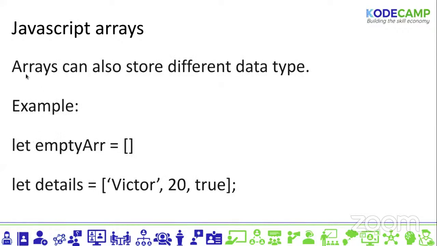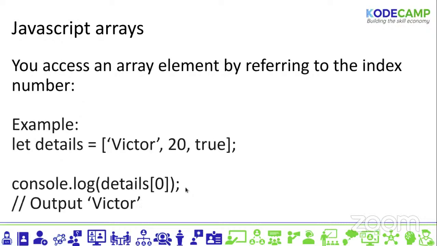JavaScript arrays can also store different data types. You can have an empty array, you can have an array with different data types, and you can initialize an empty array and add things to that array. You can add things to that array, and you can retrieve each of the values of this array. I'm going to do all that for you guys to see.